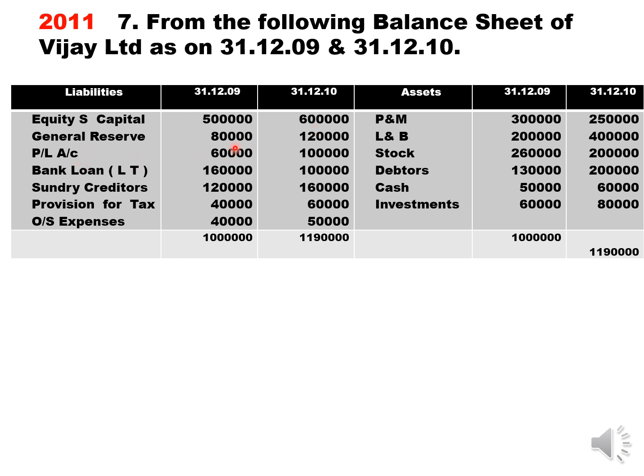General reserve last year 80,000, current year 1,20,000. There is an increase in GR, so it will be treated as transfer to GR and will come in the adjusted PL account. Then profit last year 60,000, current year profit 1 lakh. Bank loan, long term, will come in FFS. Last year 1,60,000, current year 1 lakh, which indicates that 60,000 loan is repaid.